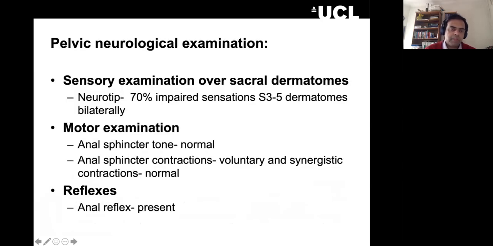Now, the neurological examination revealed 70% impaired sensations over the S3 to S5 dermatomes bilaterally. So you can imagine from that map I showed earlier where the sensations are lost, and this is occurring bilaterally. The motor examination didn't reveal much, and in fact, in this lady, the anal reflex is present.